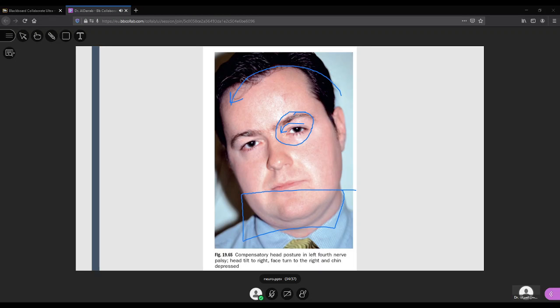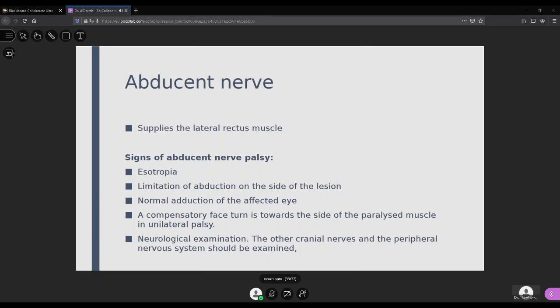Compensatory head posture in the left fourth nerve palsy: head tilt to the right, face turn to the right, and chin depressed. This gives you the action of the superior oblique. However, the most important is the head tilt.